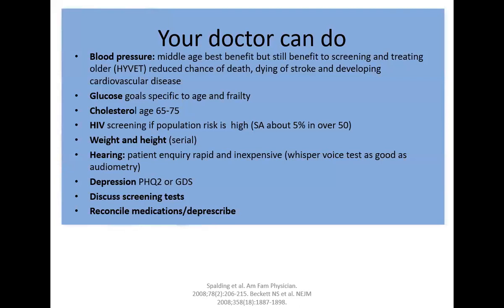As I mentioned, there's easy scales to screen for depression. Then also as part of this MOPD visit, we can discuss screening tests. I'm going to get to that just now. And as I said, any chance you have to deprescribe, get rid of pills, if it's not serving you, if it's causing side effects, decide really, is it necessary?